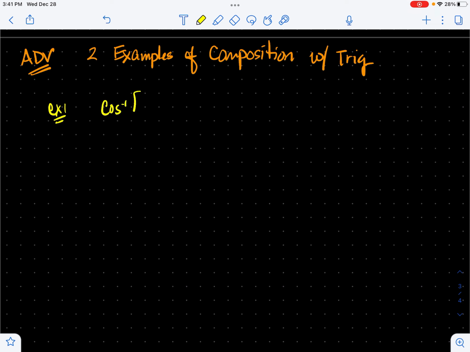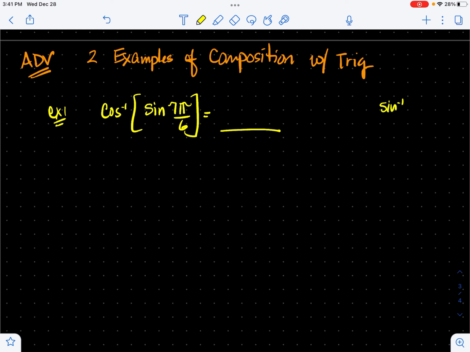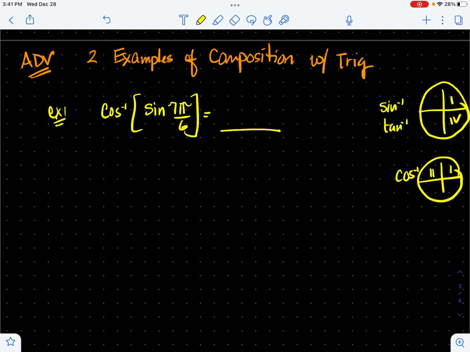This one's asking for cosine inverse of sine of 7 pi over 6, and they're demanding an answer for this one. Again, remember, sine inverse, tangent inverse, they follow restrictions. Got to be restricted to quadrant 1 and 4. Cosine inverse got to be restricted to quadrant 1 and 2. Okay, let's begin this question.